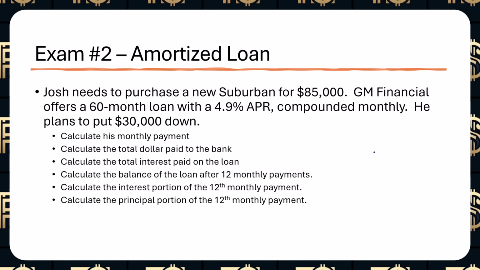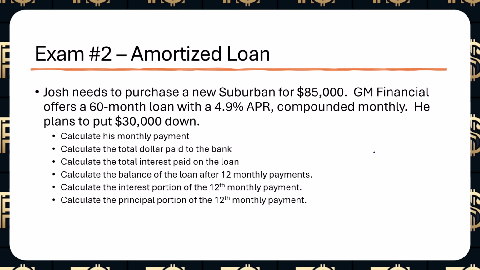Okay, this is probably one of the most important problems that we work in time value of money. This is a life skill, in my opinion, because being able to calculate your own amortized payment is very, very important. You can do this for student loans, you can do this for car loans, you can do this for mortgages. In this particular example, Josh needs to purchase a new Suburban.